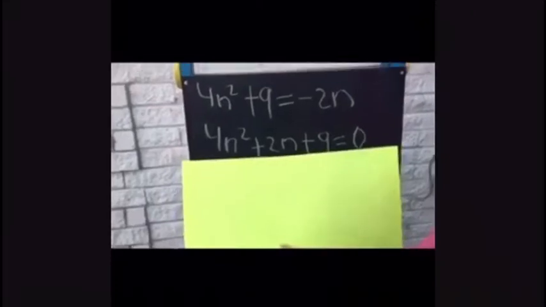My name is Victoria. Today we're going to show you how to solve an irrational equation using the quadratic formula. Our equation is 4n squared plus 9 equals negative 2n. Then you have 4n squared plus 2n plus 9 equals 0, and your negative 2n is moved to the other side, so it becomes a positive 2n. And then you have to look for your a, b, and c. Your a would be 4, your b would be 2, and your c would be 9.